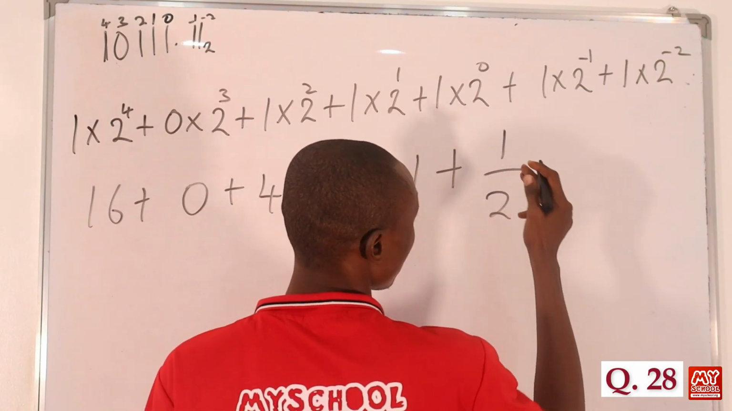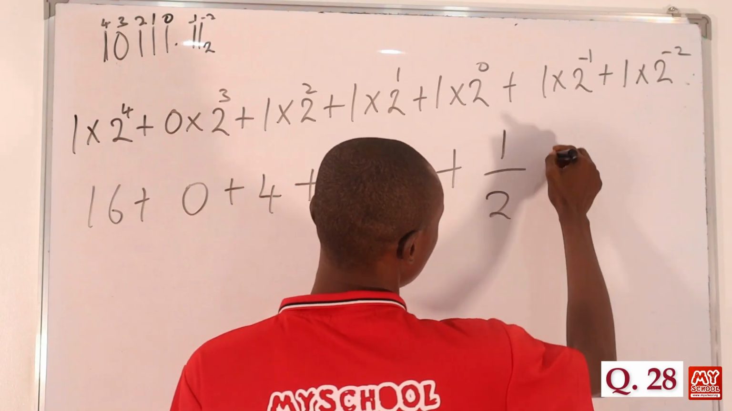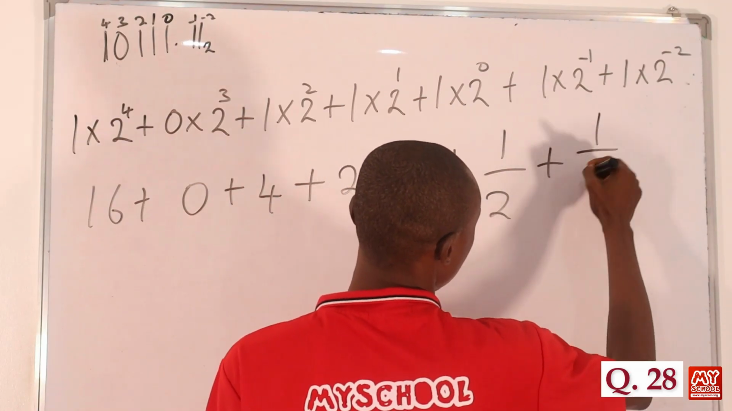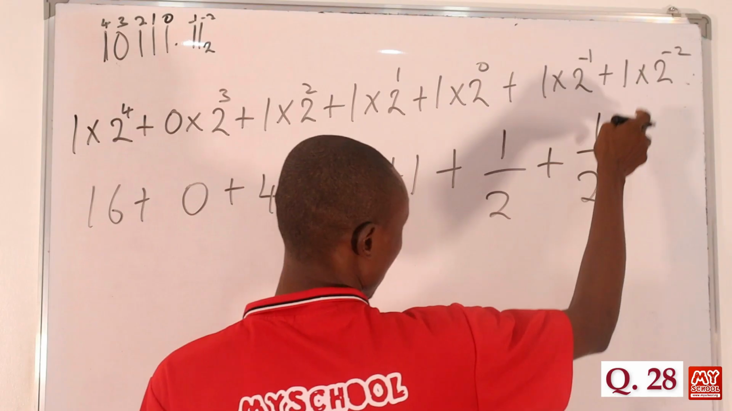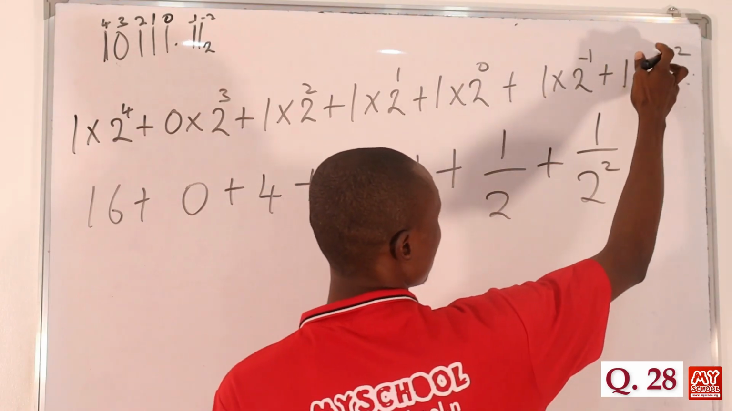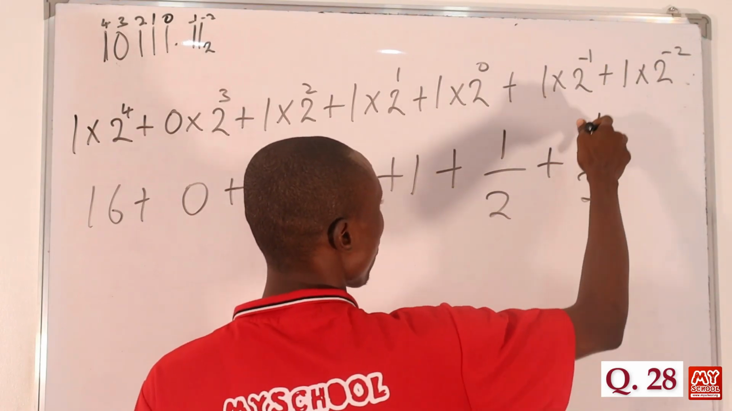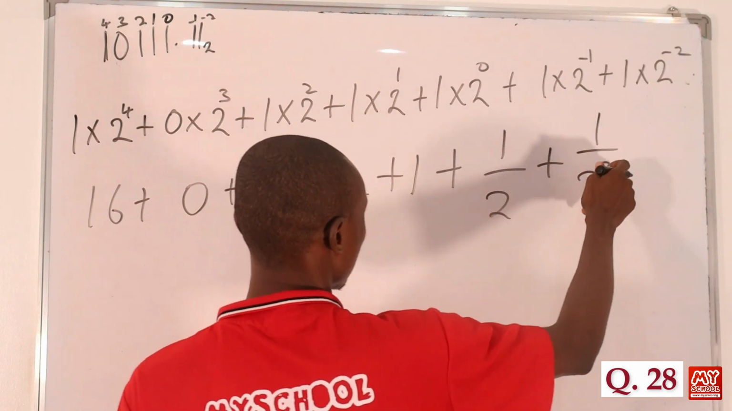Okay, so basically anything raised to power 1 still remains that number. Then plus 1 over 2 raised to power 2. So this is what I was trying to say earlier on, that if you have a negative index, it becomes 1 over 2 raised to power the index 2 here.